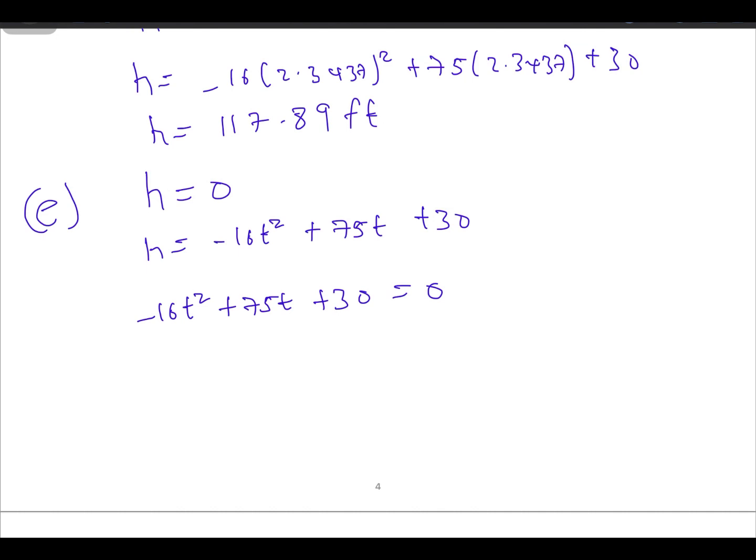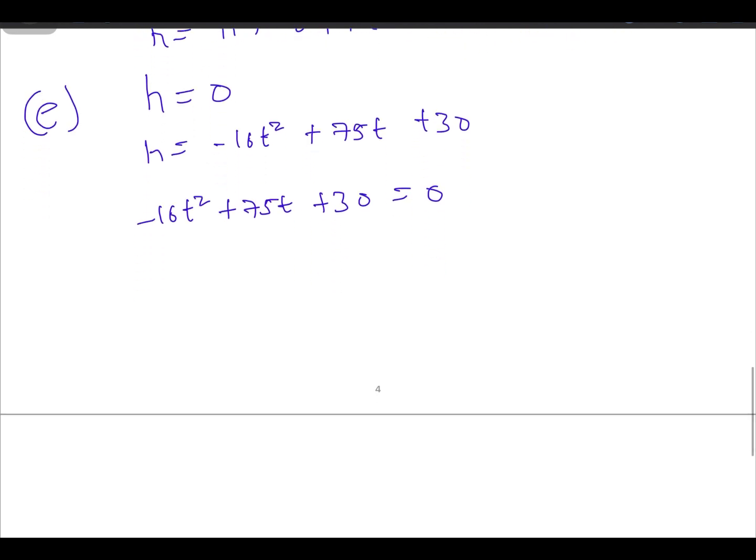So you pick your calculator, type in negative 16, 75, and then 30, and you get your final results. You will get two answers. One will be positive, one will be negative, and you don't have a negative time, so you pick the positive one. Therefore the time at which the ball hits the ground is 5.058 seconds.